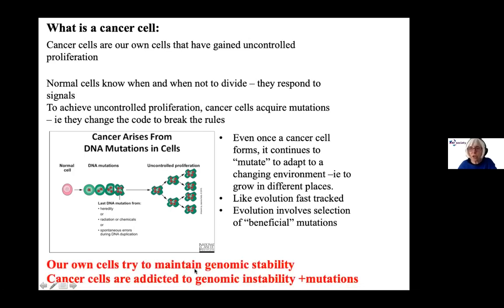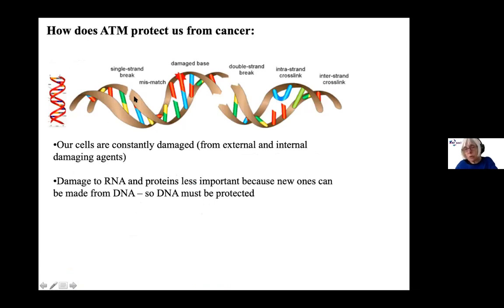So our own cells try to maintain the stability of our genome, that sequence of our building blocks. Cancer cells are addicted to genomic instability and the generation of mutations. They need it to adapt to all that changing environment. I've talked about previously how all the cells in our body get constantly damaged from external agents, but also from damage caused internally. But damage to the RNA and damage to the proteins isn't so important because it can be remade using that sequence on our DNA. So it's the DNA that's really important.